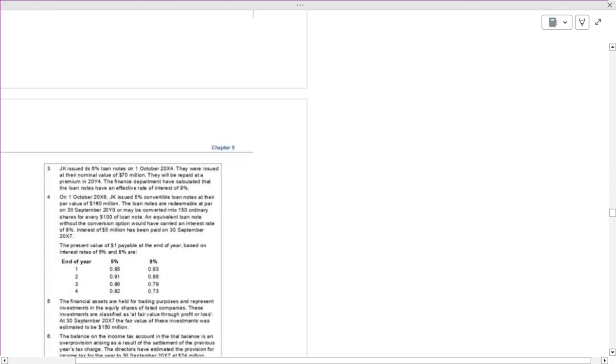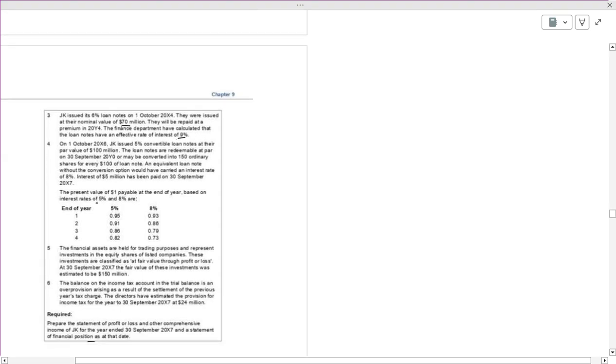Fine. Next, this is with respect to the current chapter, financial instruments. They have issued 6% loans with a nominal value of 70 million. They will be repaid at a premium, okay? What we have done in the initial cases will apply. The finance department has calculated that the notes have an effective rate of 9%. This is the interest paid amount. This is the effective rate of interest. The amount is 70 million and it is going to be repaid at a premium.